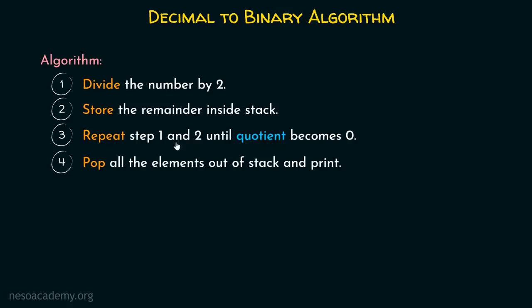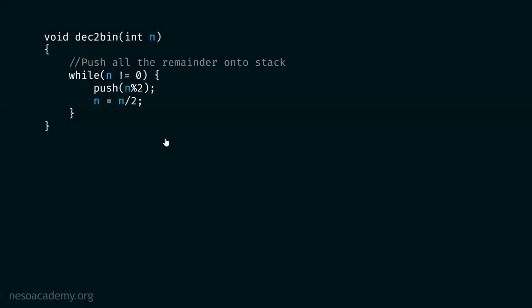After this, we will repeat steps 1 and 2 until the quotient becomes 0. And then we will pop all the elements out of the stack and print. Simple. The stack will help us in printing all the numbers in reverse order. Okay, so the stack is used for this purpose. Now here is our dec to bin function, and you can see that this function will receive some value, and that is obviously a decimal value. You can see variable n is declared over here and it will receive this value 77 from the main function, right?